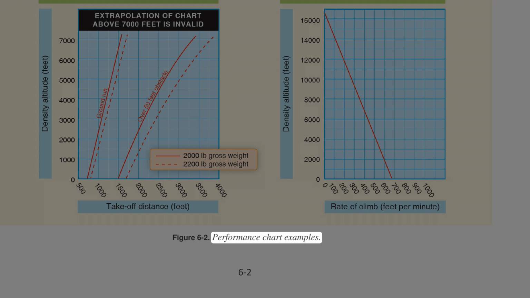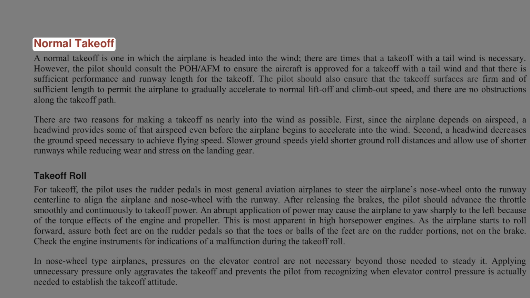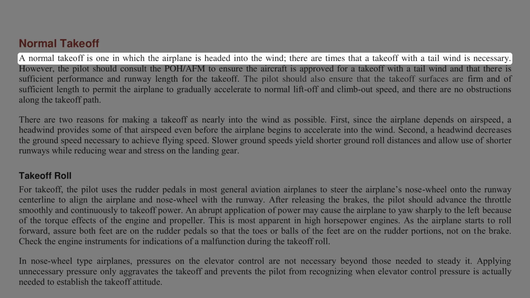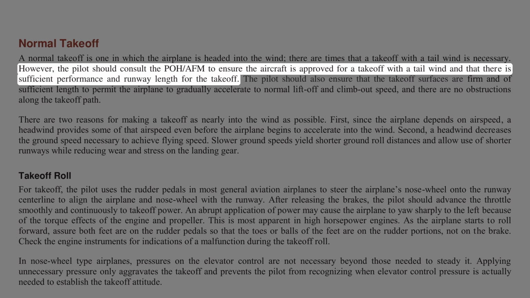Takeoff and climb. Performance chart examples. Normal takeoff. A normal takeoff is one in which the airplane is headed into the wind. There are times that a takeoff with a tailwind is necessary. However, the pilot should consult the POH/AFM to ensure the aircraft is approved for a takeoff with a tailwind and that there is sufficient performance and runway length for the takeoff.